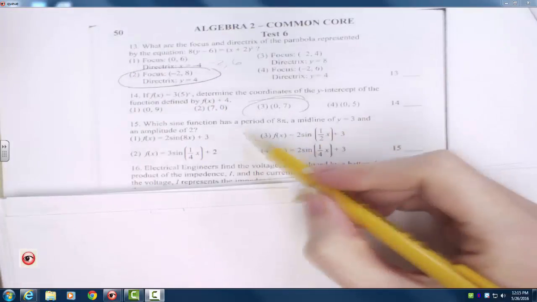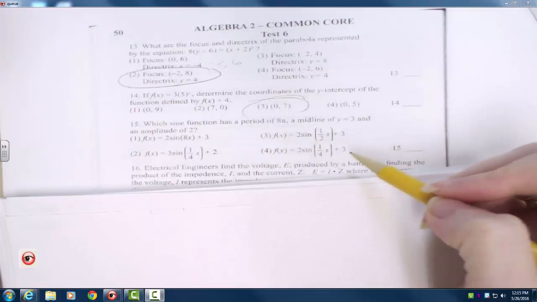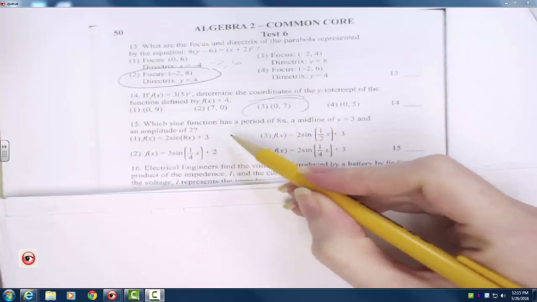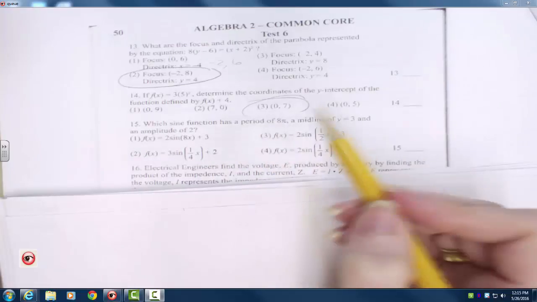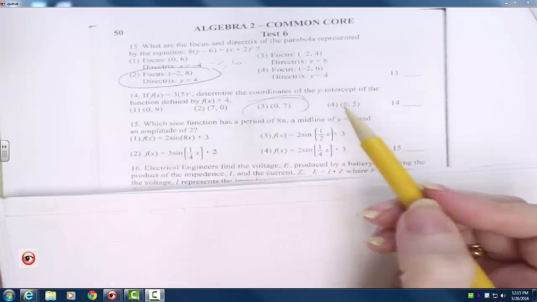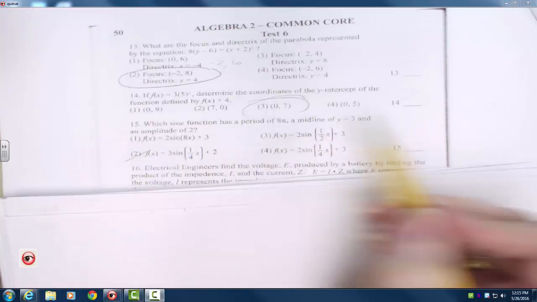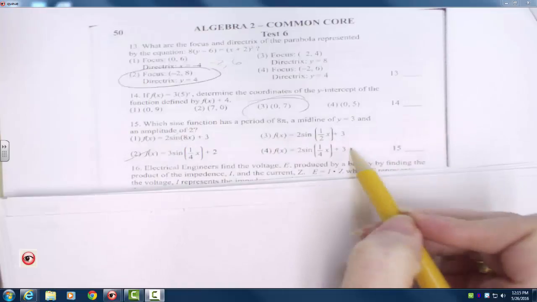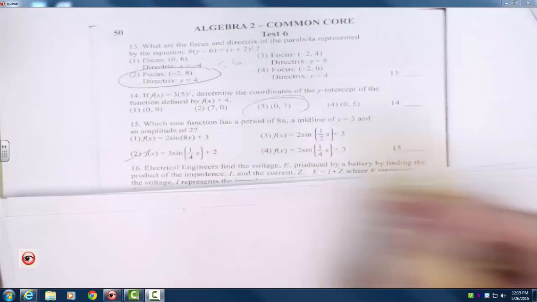All right. Sine function, they helped us out, they're all sines. A midline of 3, period of 8 pi, amplitude of 2. So you must first remember amplitude is A, so it's what's in front, so this 3 is out. And then we've taken care of that. Midline of 3 means plus 3. Well, all 3 of those did that, so we're really close.